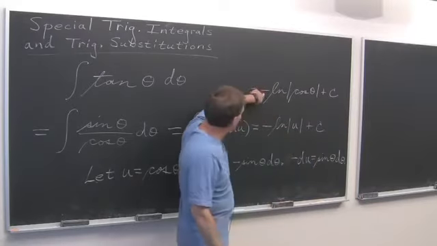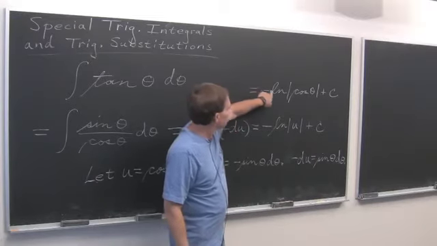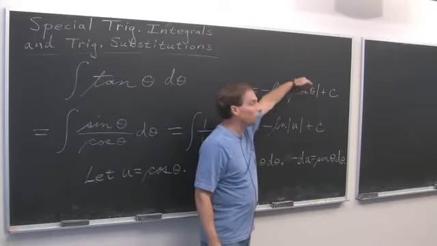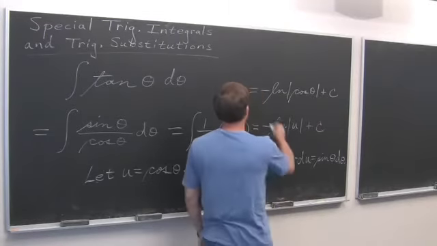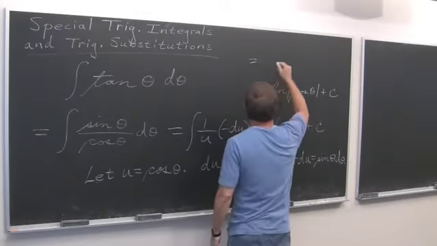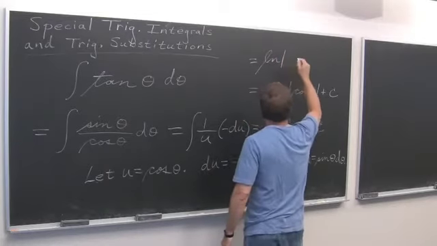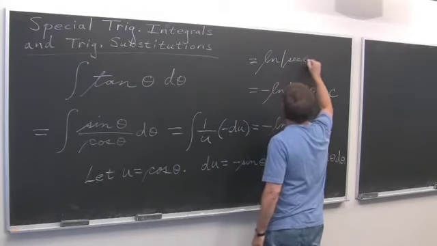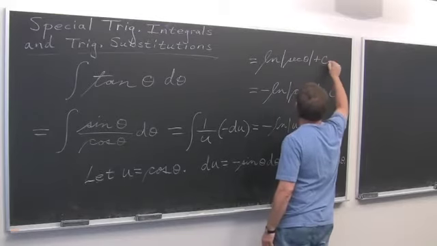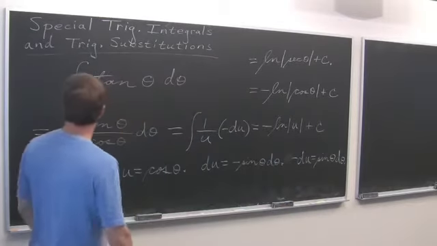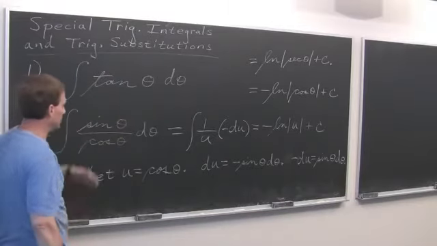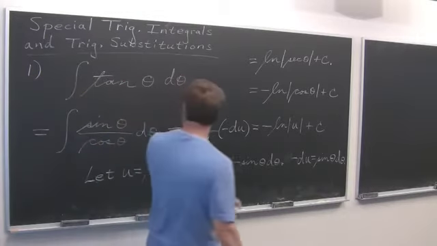Using properties of logs, you could take this minus sign and bring it inside and have 1 over cosine of theta inside the absolute value signs. That's the same as secant. So if you'd prefer, you can write this as the natural log of the absolute value of secant theta plus c. All right, so that's our first example of a nice trig integral. We didn't have to use much.